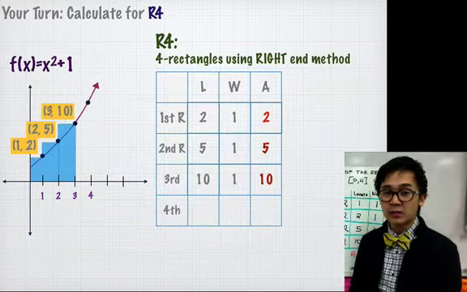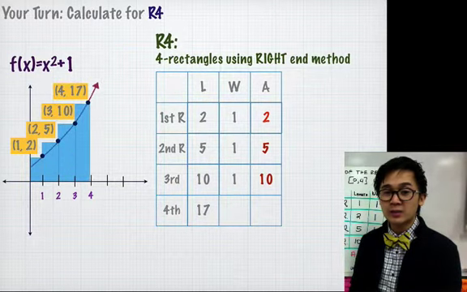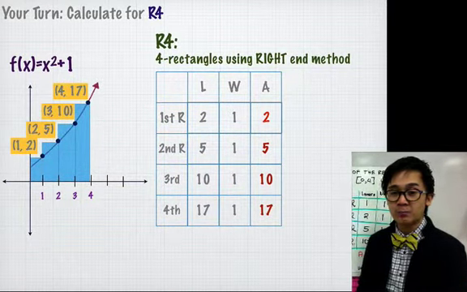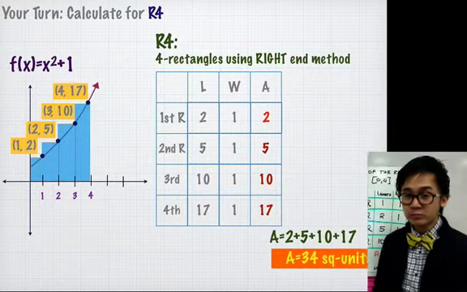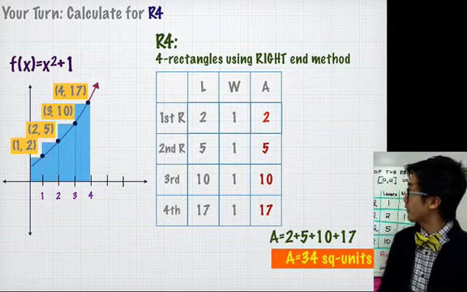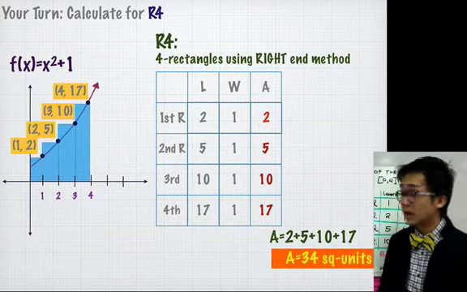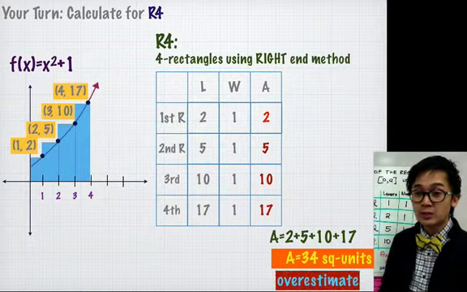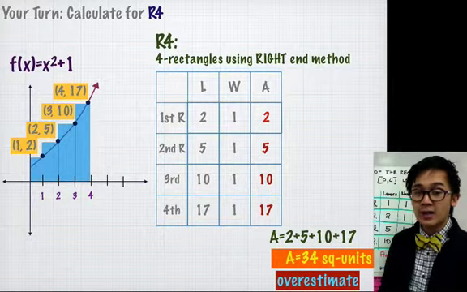And for the last rectangle, I'm gonna have 17 for my length. And then yung width, hindi pa rin siya nagbago, which is 1. Multiply it with 1 and you'll get 17. Now to find the area, just add them all up and you'll have equal to 34 square units. So, ang area ng ating function na x squared plus 1 gumagamit ng right to left method will give us 34 units, which is overestimating kasi mapapansin nyo, marami tayong sobra na pieces ng rectangle dito sa method na to.